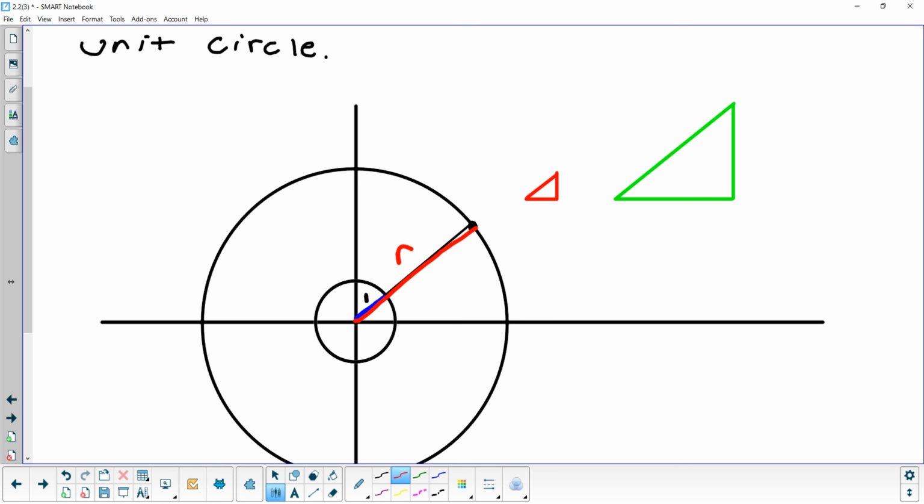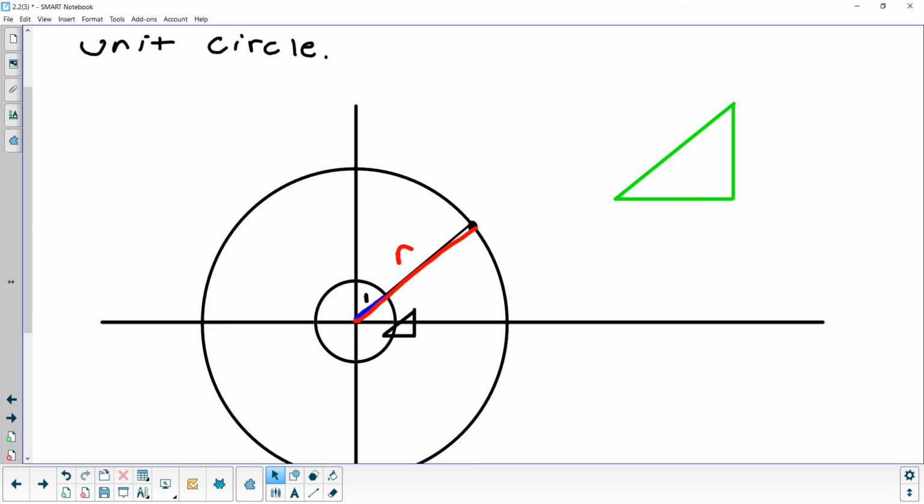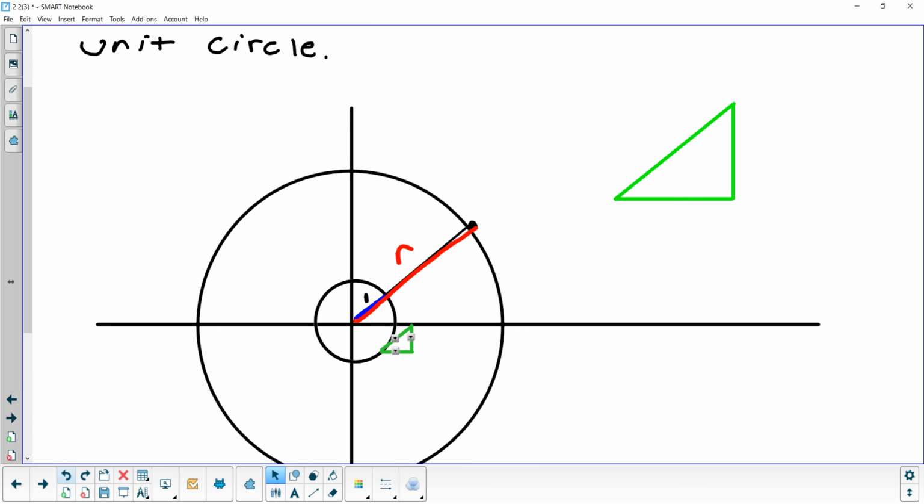And we can put a triangle, just like we've done before. This is the triangle that you guys have been doing all week. Let me do green. Let's put that. Trying to move it without it coming apart.